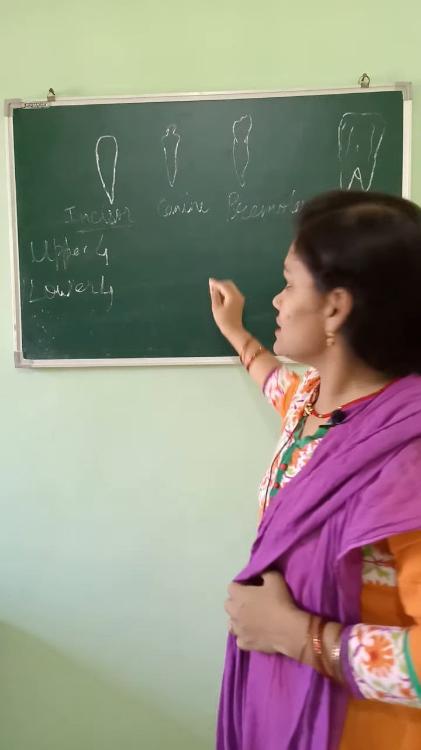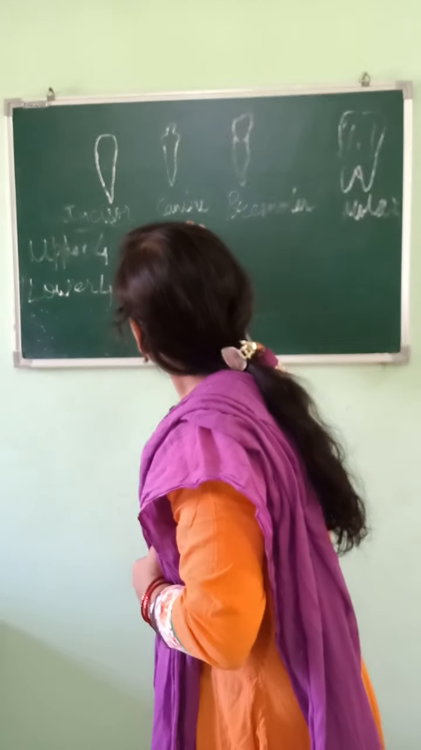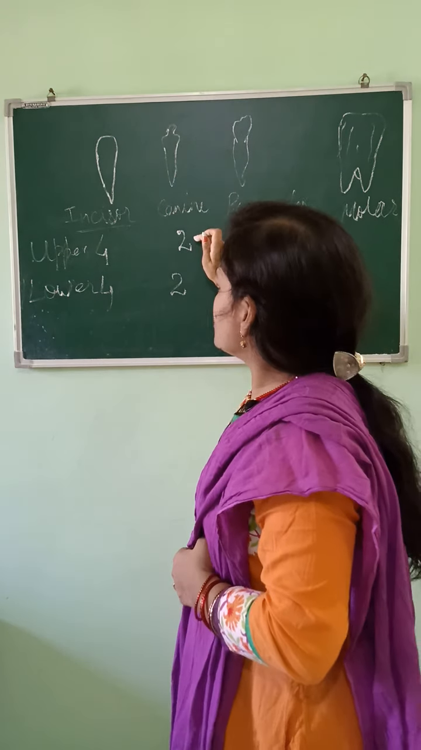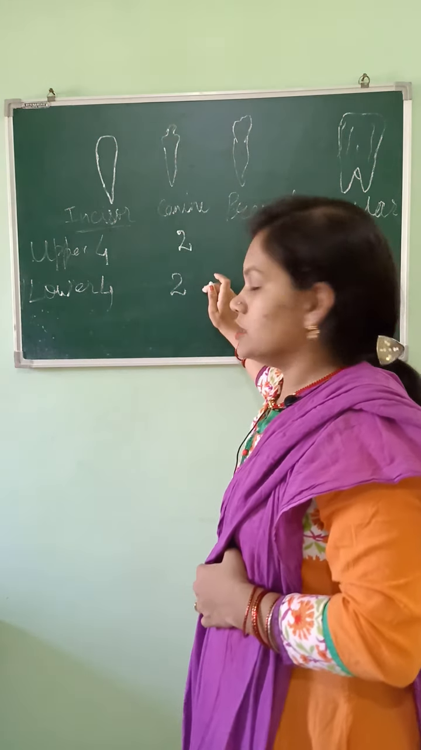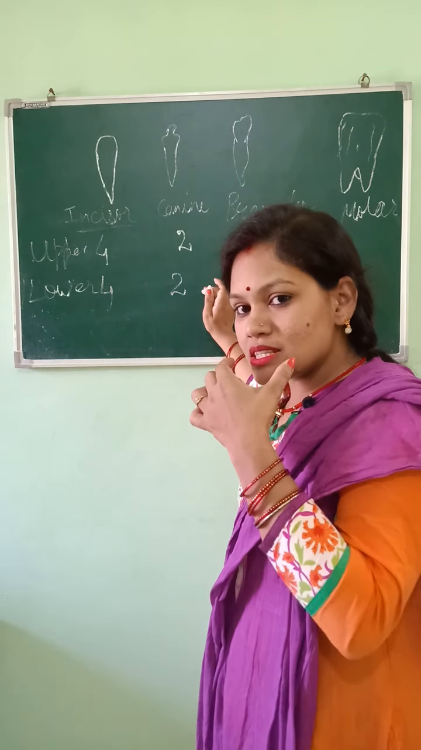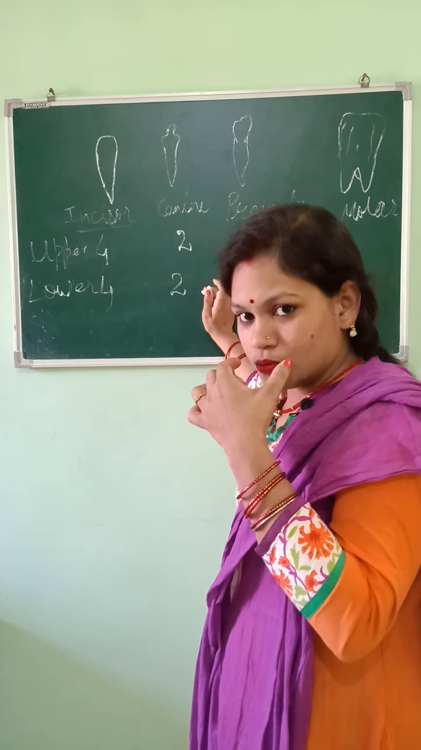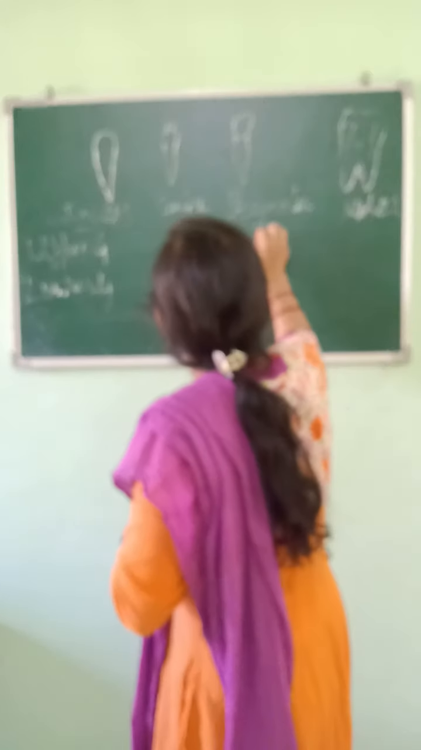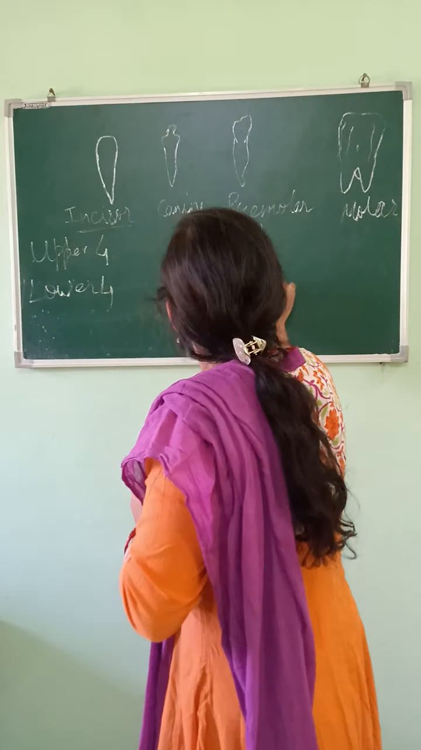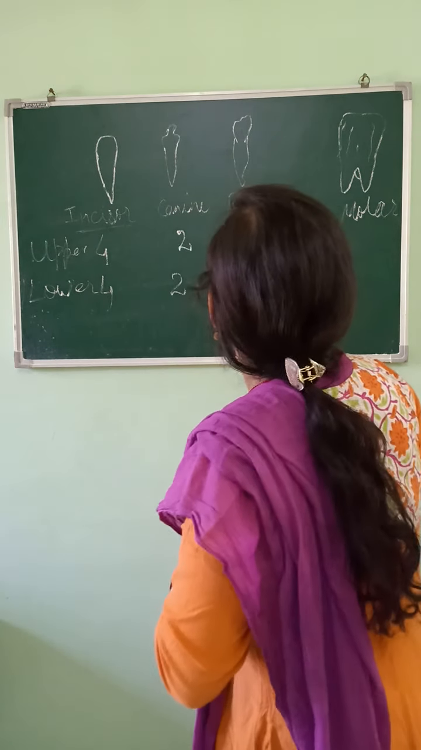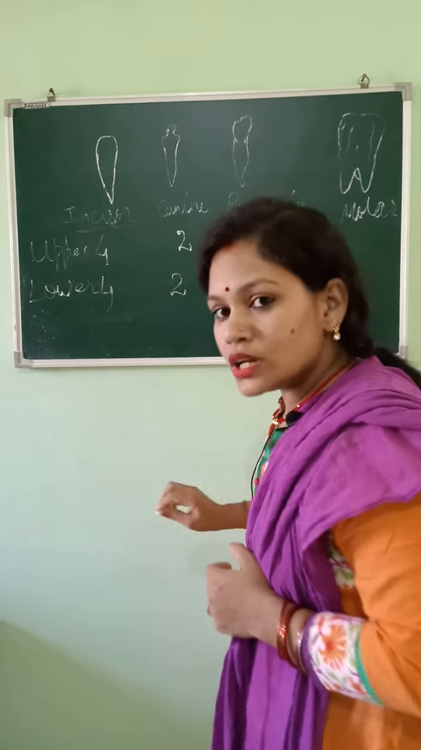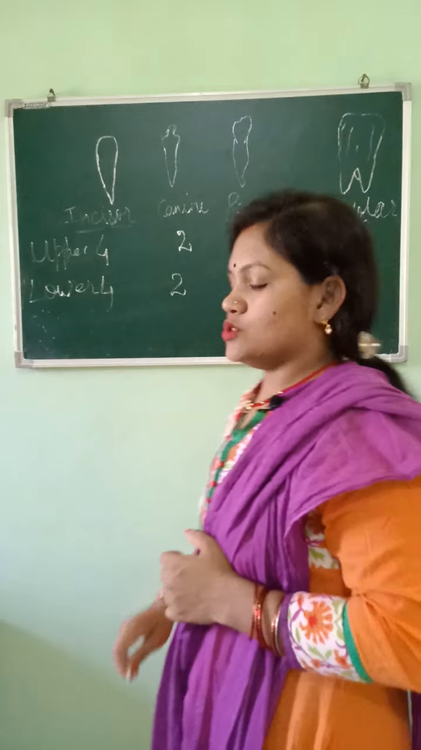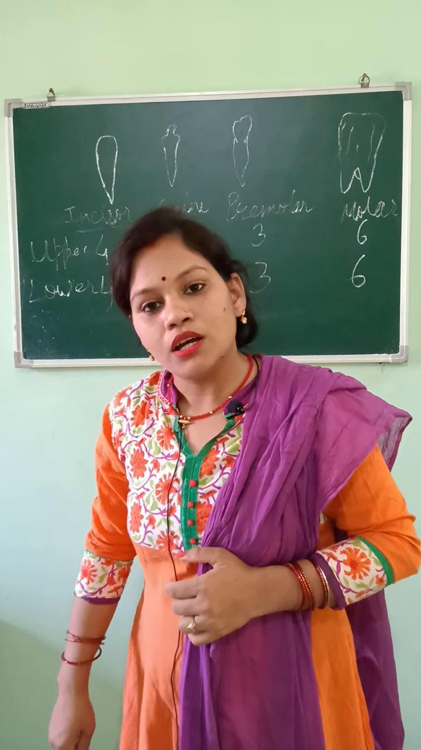How many canines are present? Canines are 2 in the upper jaw, 2 in the lower jaw. Right by the side of incisors we have canines, on both the sides. Then premolars are 3 upper and 3 lower. And how many molars are there? There are 6 molars in both the jaws, upper as well as the lower one.